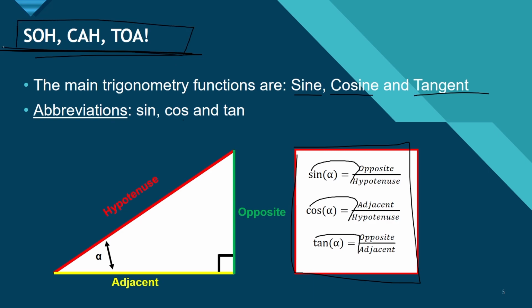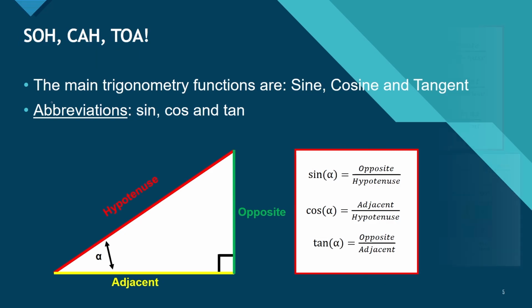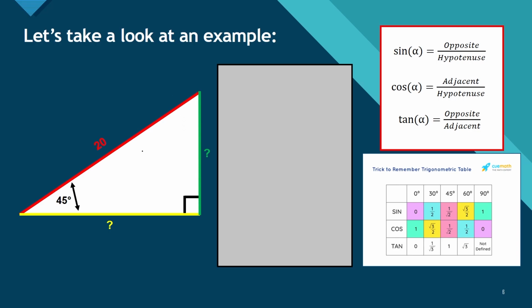Let's do a simple example so you can see how it works. Here we have a triangle, and we know its hypotenuse. And we know this angle right here, it's 45 degrees. And we know that the hypotenuse is 20. We won't focus too much on units right now, so it's just going to be 20 something. It doesn't matter for now.